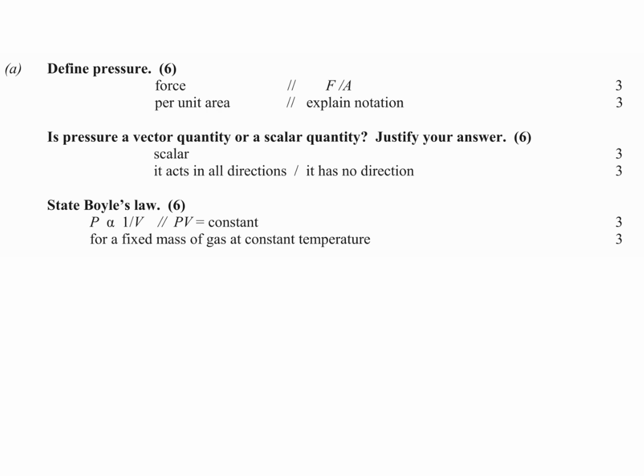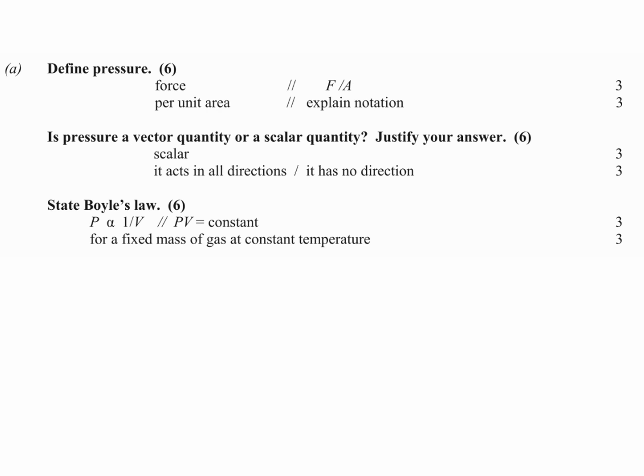Second part was asking if pressure was a vector quantity or a scalar quantity and to justify your answer. So it's a scalar quantity because pressure acts in all directions. It doesn't have one specific direction. So if you think of submerging a piece of wood into liquid, there will be forces acting on all sides, above, below, and to the sides of it from the liquid. So it is a scalar quantity acting in all directions.